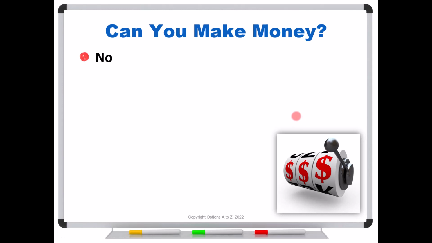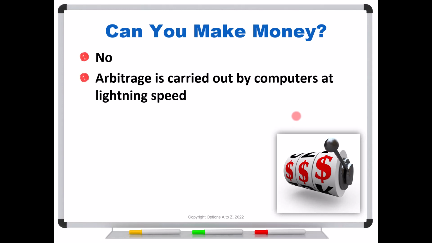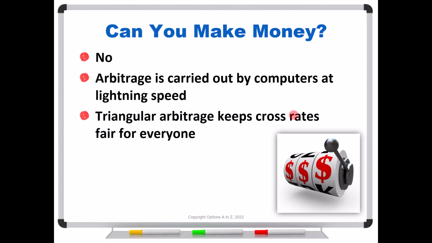So the big question, can you make money if you're a currency trader out there? Well, the short answer is no, unfortunately. Arbitrage, especially by today's standards, is carried out by computers at lightning speed. And the one thing that you do get from it as a benefit is to understand that triangular arbitrage keeps cross rates fair for everyone. But forget about logging onto your platform and trying to look for triangular arbitrage and trying to make money from it. It is just simply not going to happen.